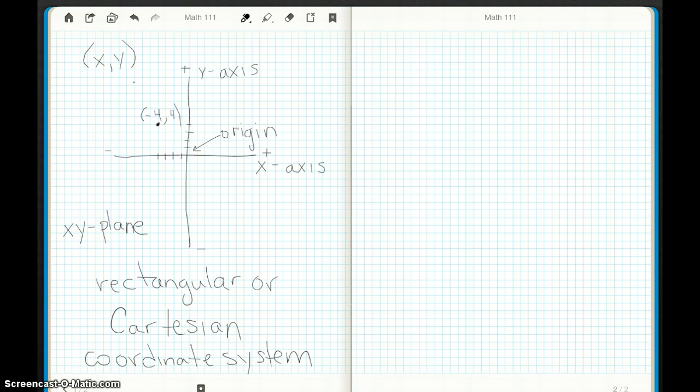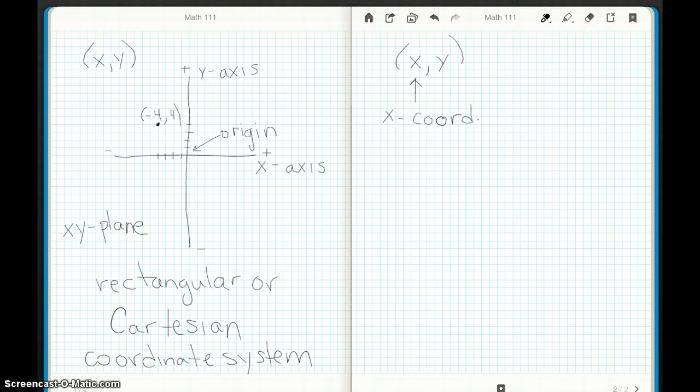The entries here are actually sometimes given special names. If I were to write the ordered pair as (x, y), we sometimes refer to x as the x coordinate. And similarly, we could call y the y coordinate, just so that we know.